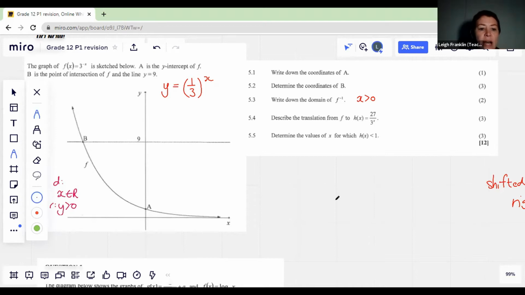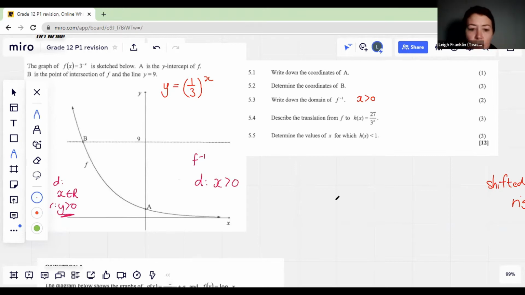When I reflect over the line y equals x, what was the domain of the original function is now the range of the other function. Because remember, x and y have swapped around. So now the domain of my inverse function is going to be what my range was. But our domain is in terms of x. So that's why it's x is greater than 0.